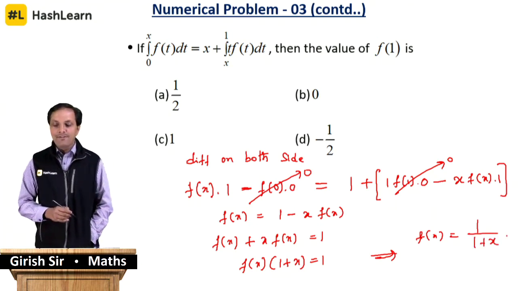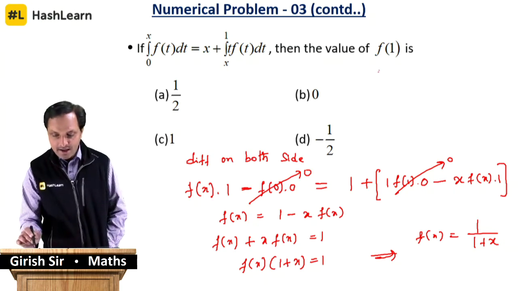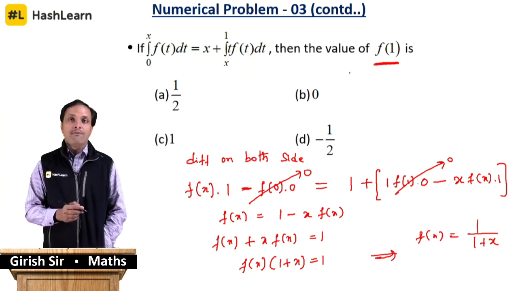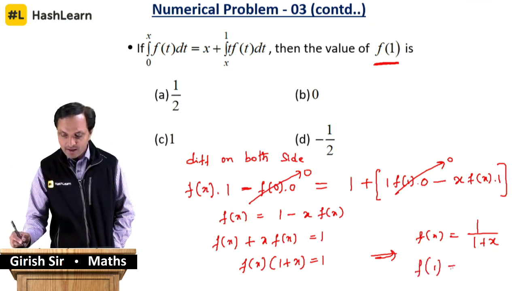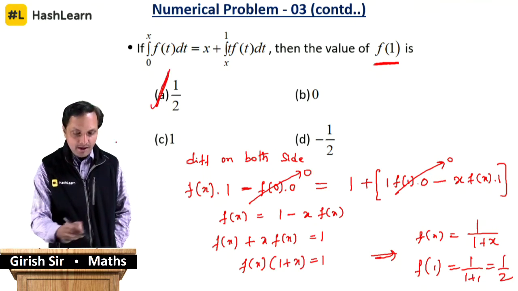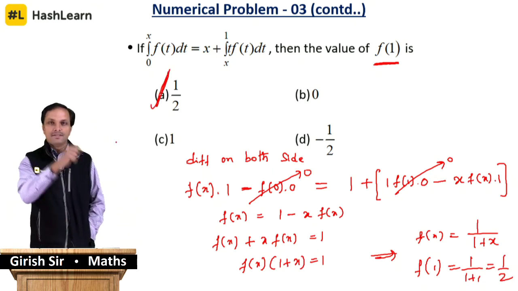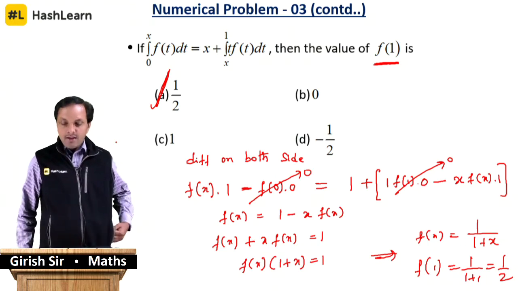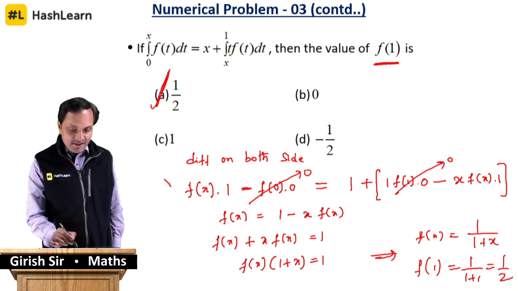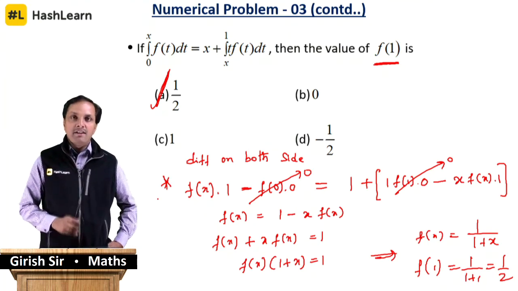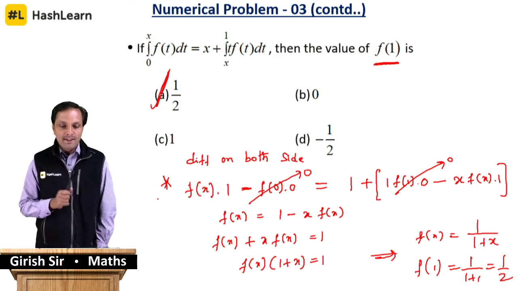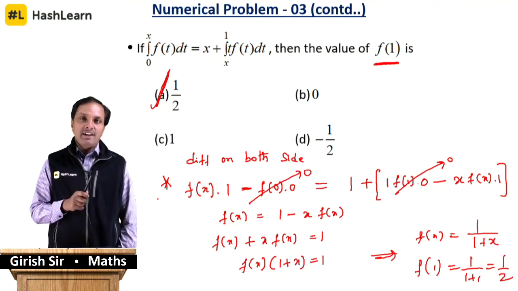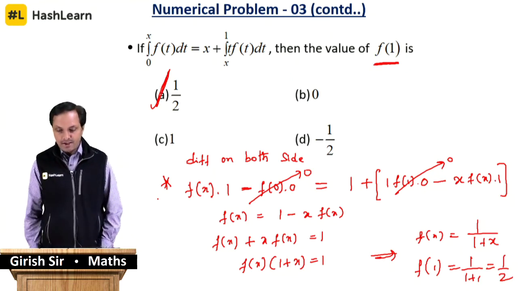So this is your f of x function and they are asking you to find the value of f of 1. If you want f of 1, you replace x with 1, so this will be 1 plus 1 in the denominator, 1 by 2. Here in option A there is 1 by 2, that is the answer. Okay, and the first step itself is the most important part and the remaining part is just simplification. Whenever there is a limit, you should know how to substitute it and how to differentiate it.